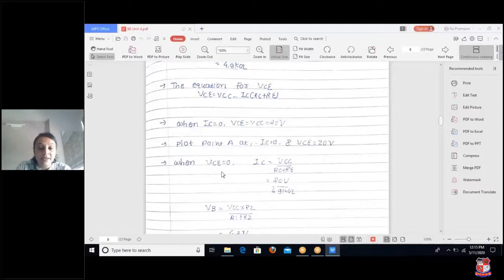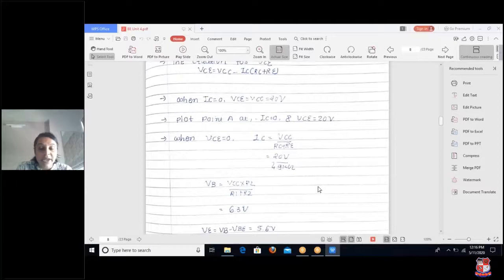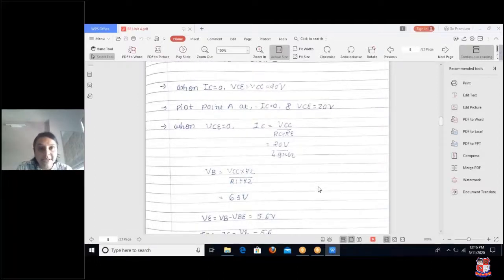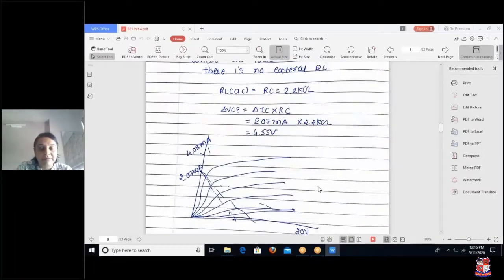Now for the second case, we put VCE equal to 0. So what is the value of IC? IC equals VCC upon (RC plus RE). So we find the value of IC, and we get two points, A and B.